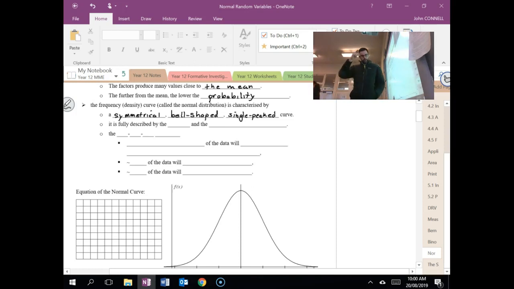And it's fully described by the mean and the standard deviation. So one normal distribution will differ from another if it's got a different mean, or if it's got a different standard deviation, or if it's got a different both. In other words, if it's got the same mean and the same standard deviation, it is the same distribution. That's what we mean by it being fully described by those two things.